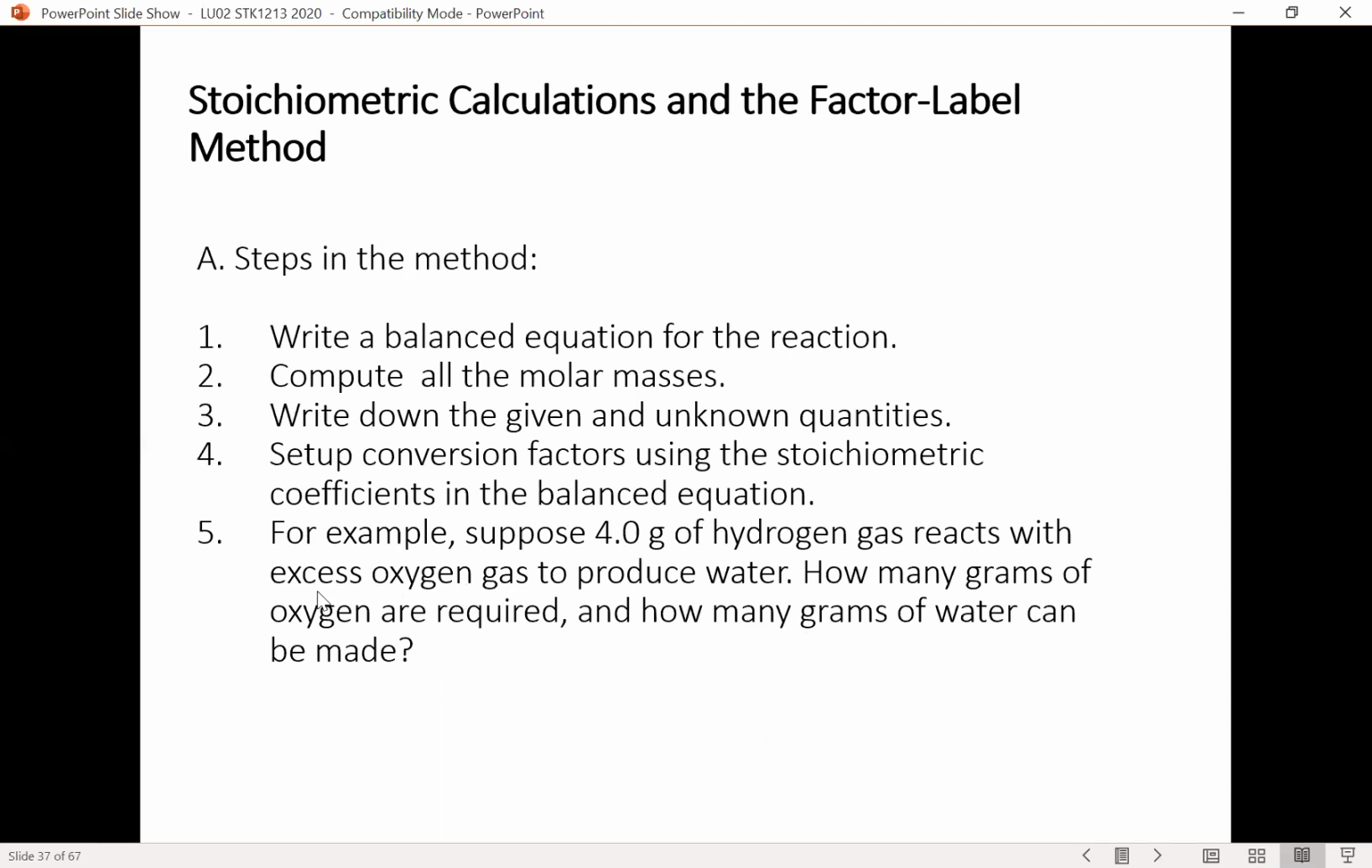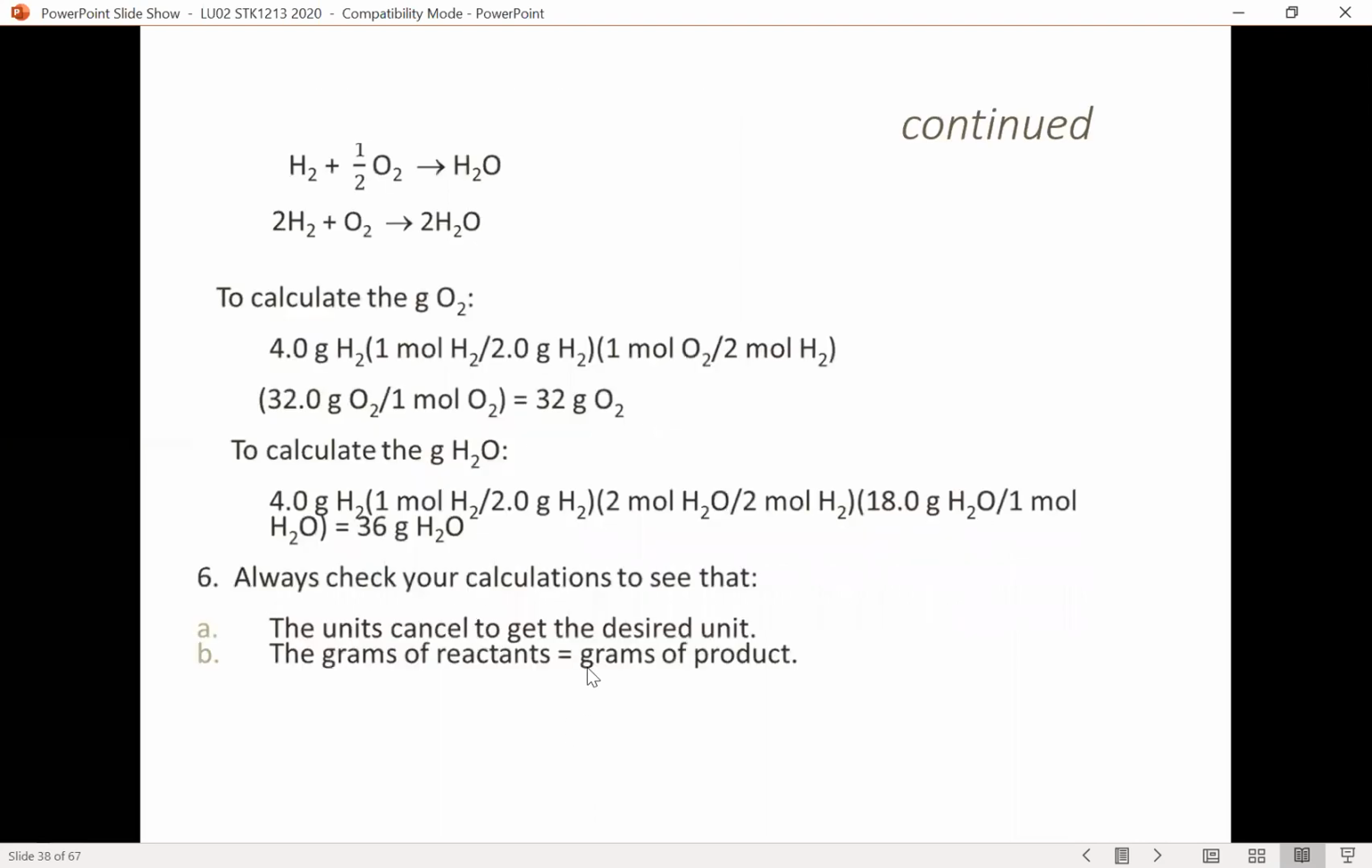And you know that oxygen gas is given in excess. So you do your equation, H2 plus O2 becoming water, which is H2O. From that chemical equation, you write a balanced equation. You balance the equation. When you have balanced the equation, it goes like this: you have a coefficient in front of each of the substances, which are the reactants and the product.